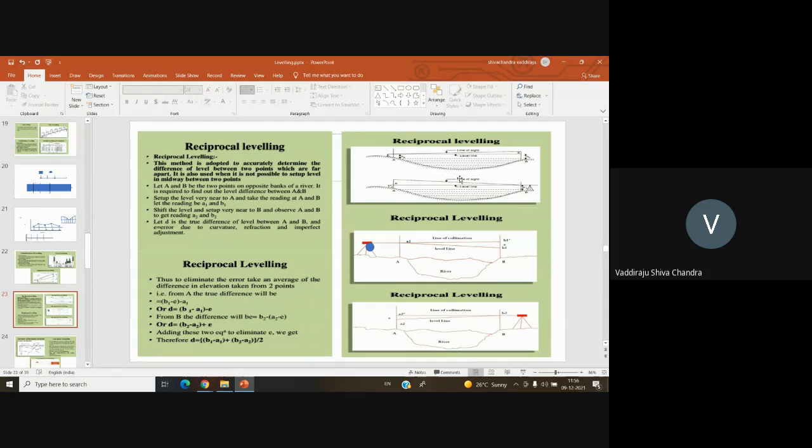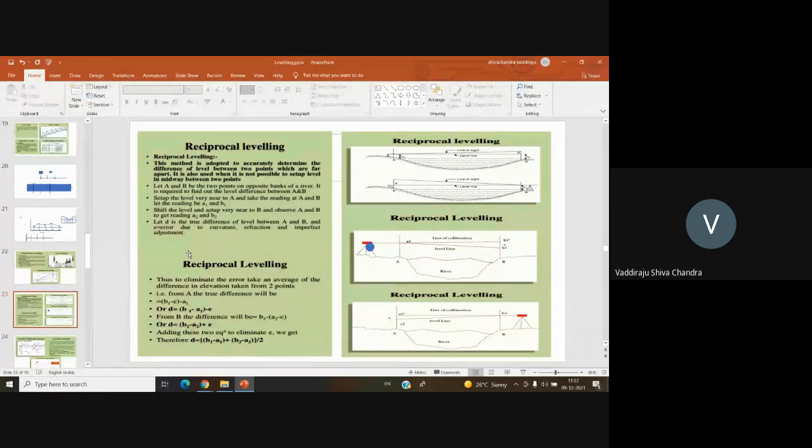Okay, so how to determine this now? How to calculate this error? How to determine the difference between the two elevations is what is called reciprocal leveling. So this is the simple derivation for that. Let D be the true difference of level between A and B, and e be the error due to curvature, refraction, and imperfect adjustment of the instrument.